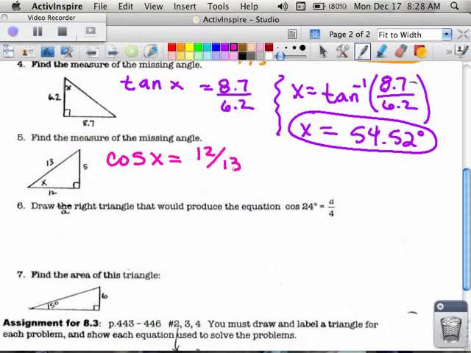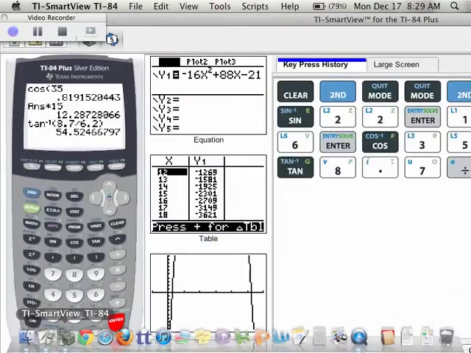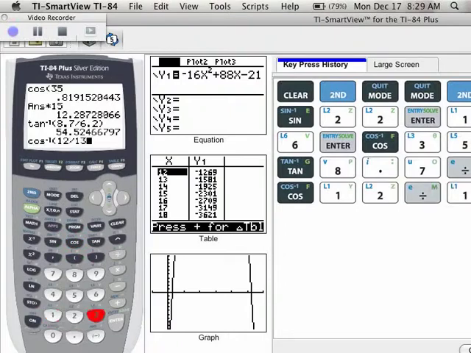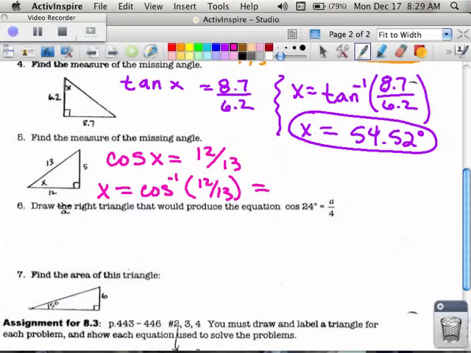So now if I'm finding my angle, I'll tell you that the angle x is the inverse cosine, which is the second cosine, of 12/13. And I just type that into my calculator. So second cosine of 12/13. Did you guys get 22.62? Okay, so 22.62 degrees, because it's an angle.